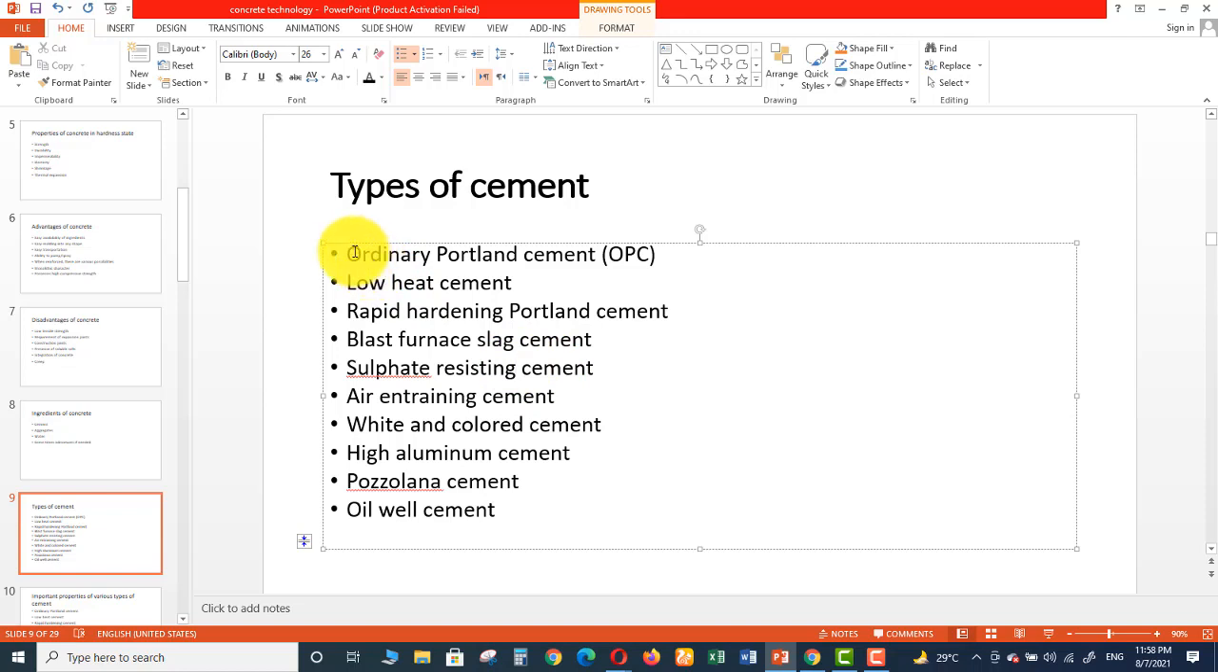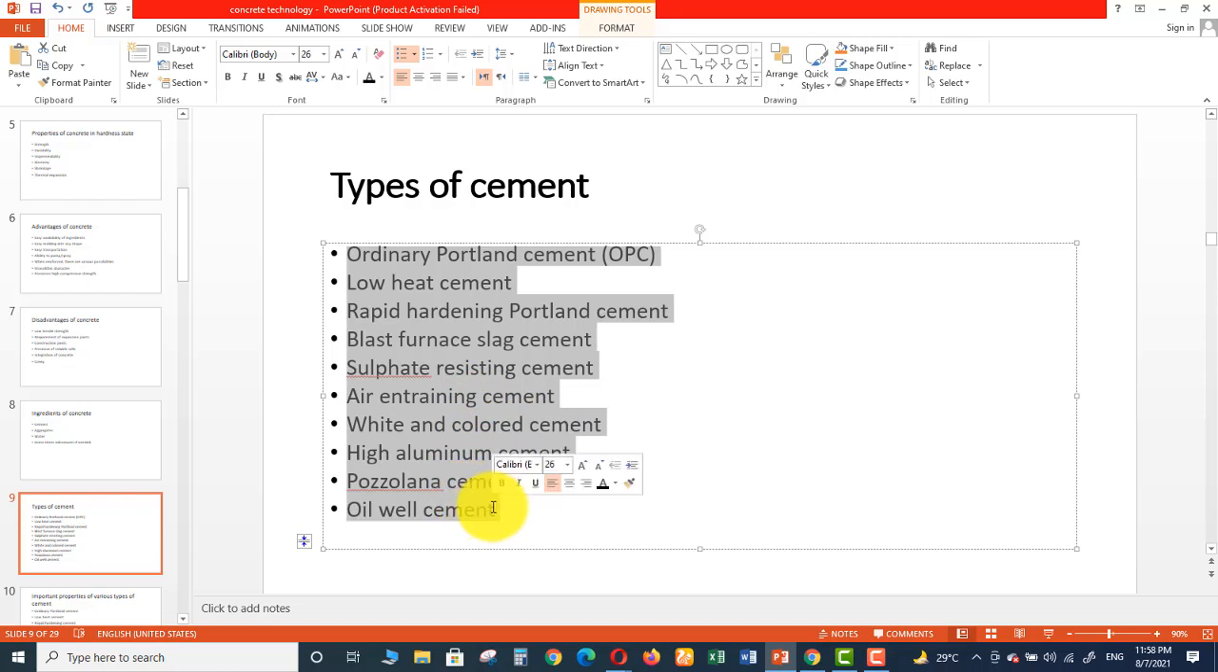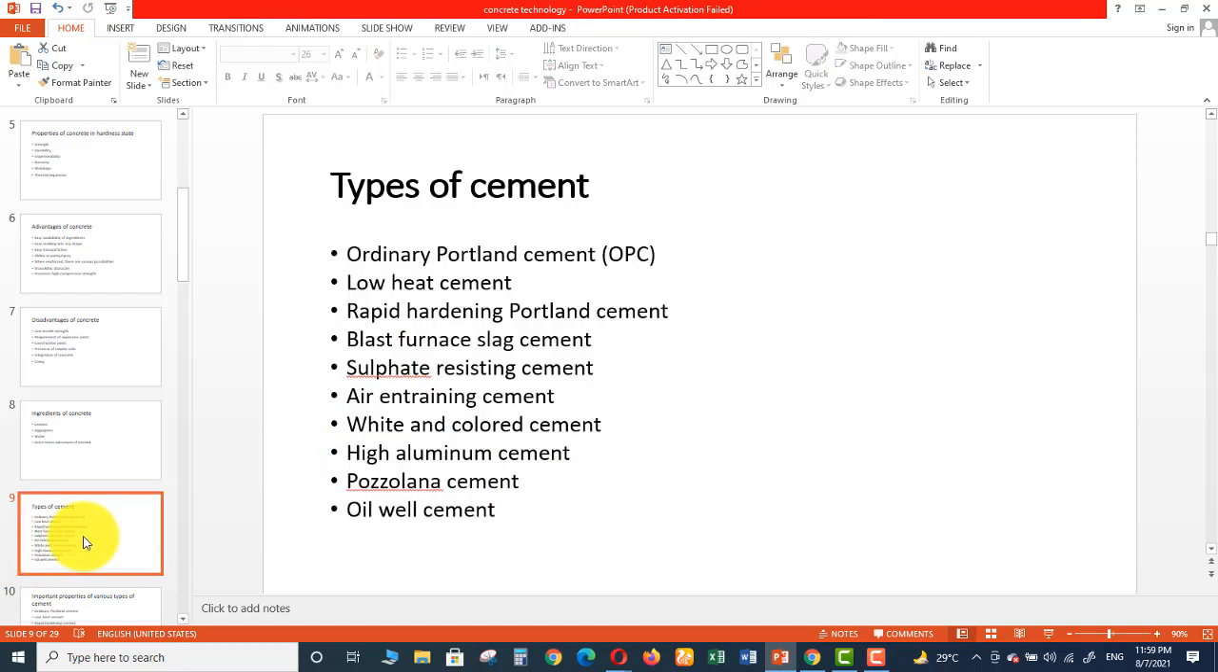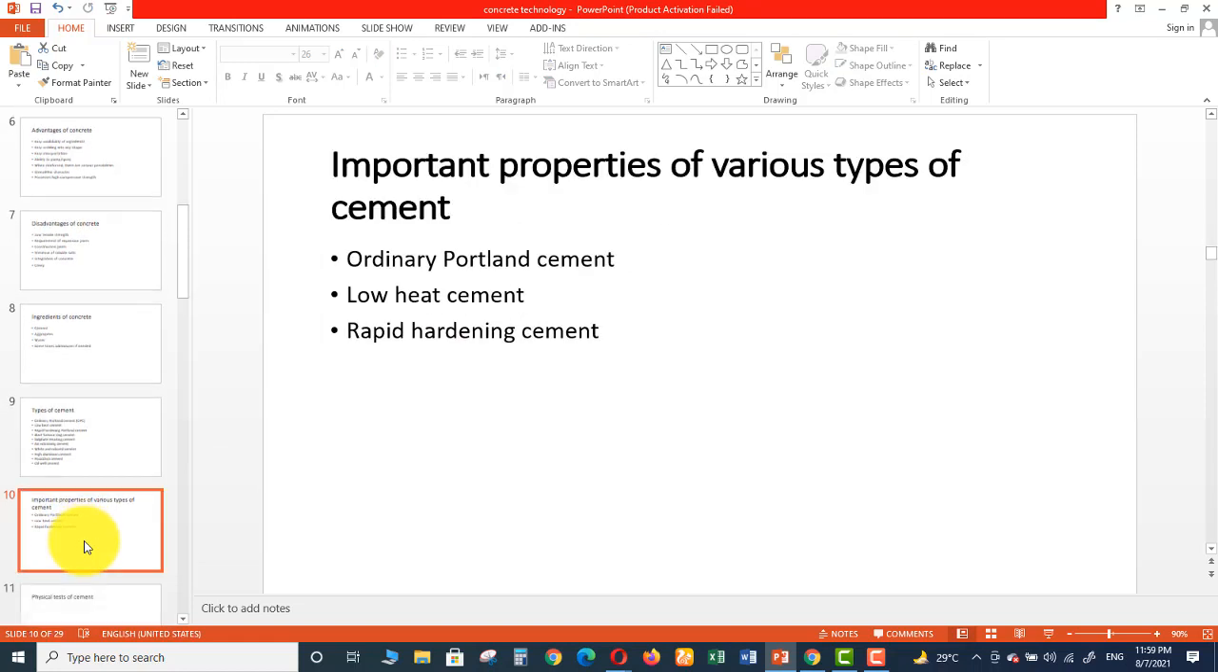So most of the cement types, actually their name shows their function, like low heat cement, rapid hardening cement, blast furnace cement, sulfate resisting cement, air entraining cement, white and colored cement, high aluminum cement, pozzolana cement, and oil well cement. If you notice, most of the cement types, their names are representing their main function. So these are the basic names, and then we will discuss some important properties of various types of cements.